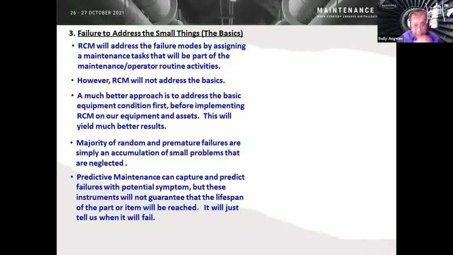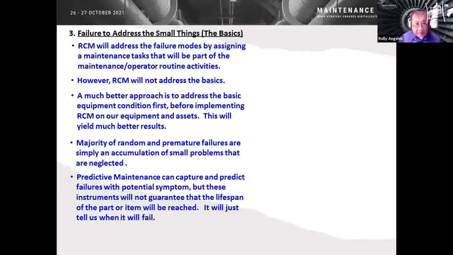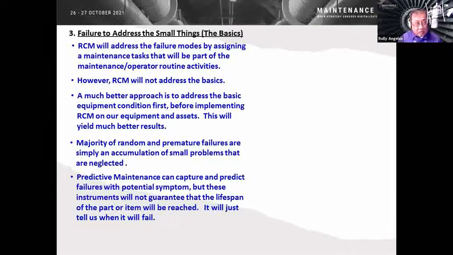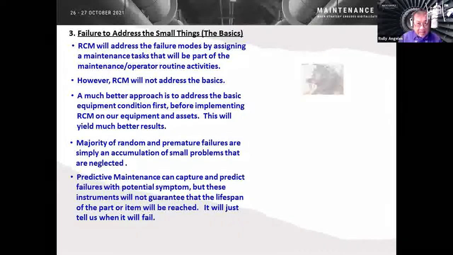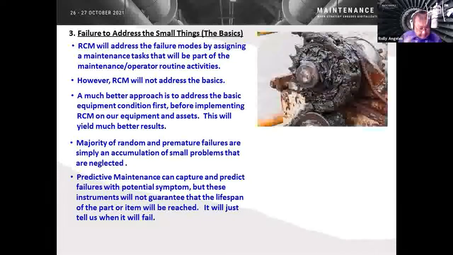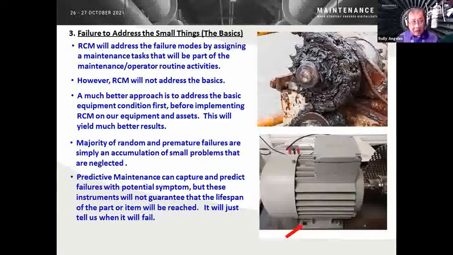Typically, when a failure happens, we address it, we perform corrective maintenance, but it is unlikely that we will perform a root cause analysis to better understand the cause of the failure. Okay? So if this becomes a habit in industries, then it becomes a random failure. So my recommendation is that before implementing RCM, we take care of the basics of our equipment.